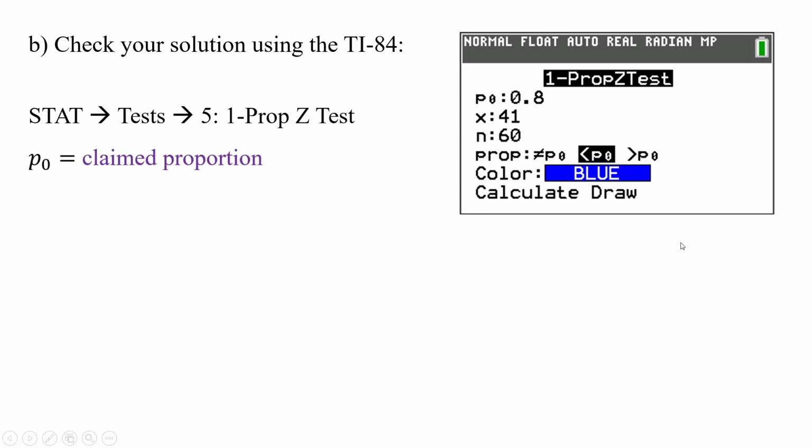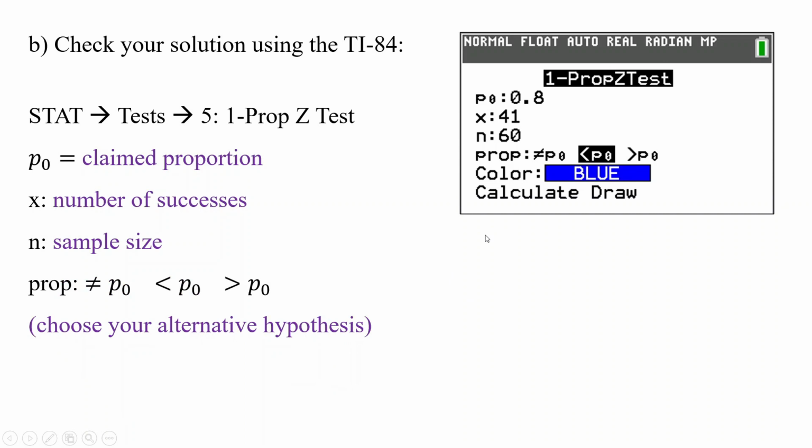And what you are going to enter is your P0, your claimed proportion. X is the number of successes, and N is your sample size. So you're not entering a p-hat value. You have to enter in number of successes and your sample size. So we would enter 41 for X and 60 for our sample size.